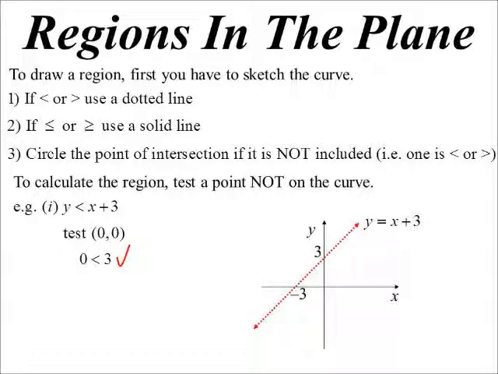Sub it in. 0 is less than 3. Is 0 less than 3? Yes, it is. So therefore, we include 0, 0 in our shading. So we would shade that side of the line.